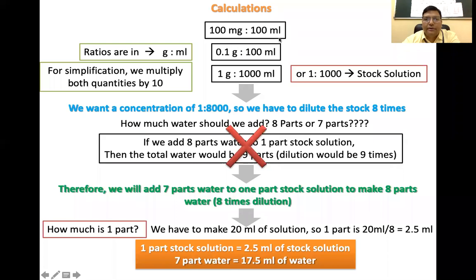So coming to the calculation, how we are getting these ratios. When we mix 100 milligram of potassium permanganate in 100 ml of water, if we convert it, that means 0.1 gram in 100 ml, or simply 1 gram in 1000 ml. So when we are mixing 100 milligram in 100 ml, we are actually preparing a 1:1000, that is 1 gram in 1000 ml solution. So our stock solution carries this strength, that is 1:1000.